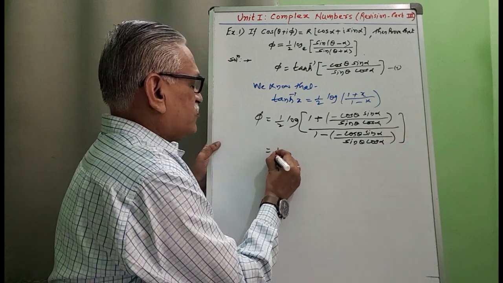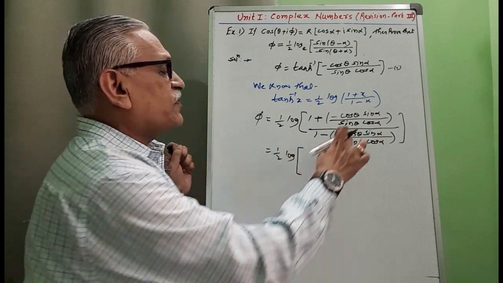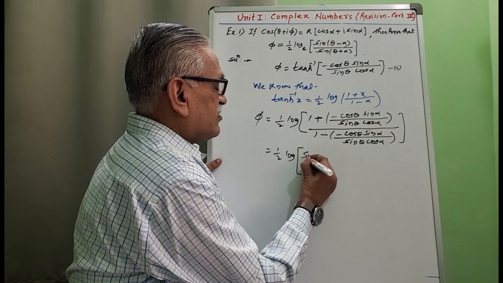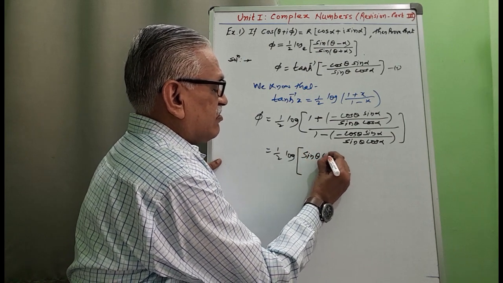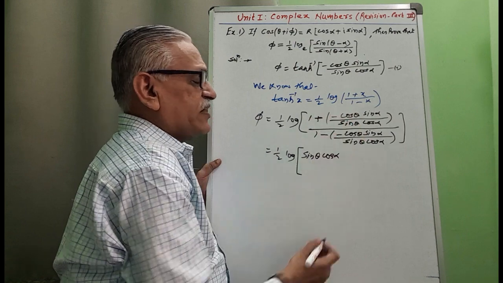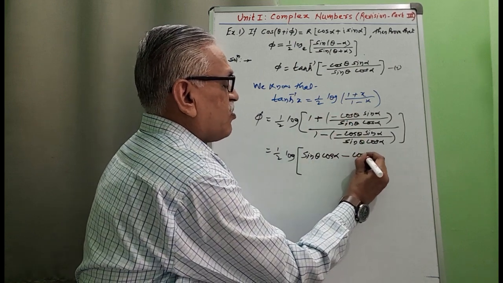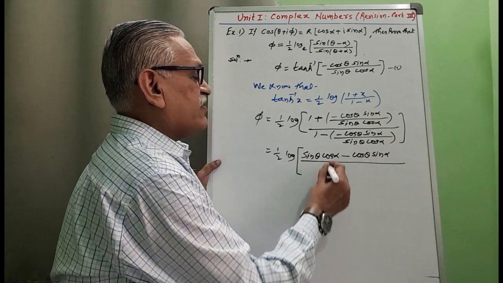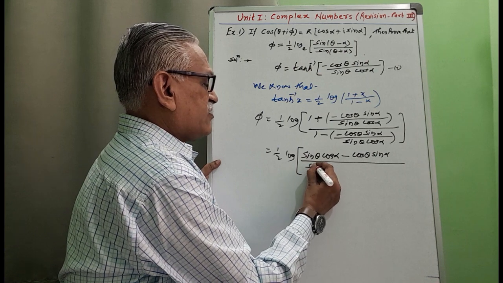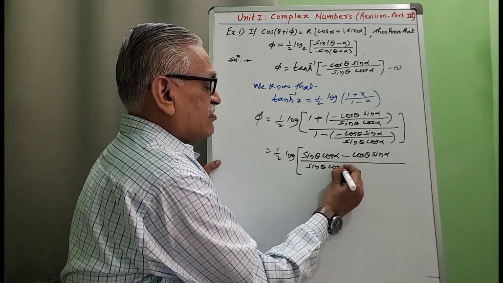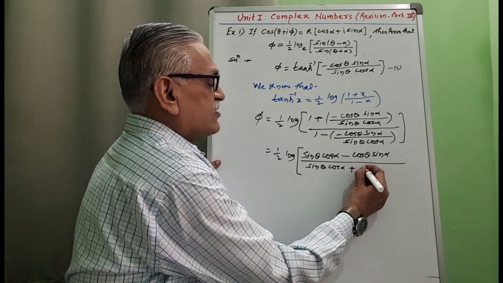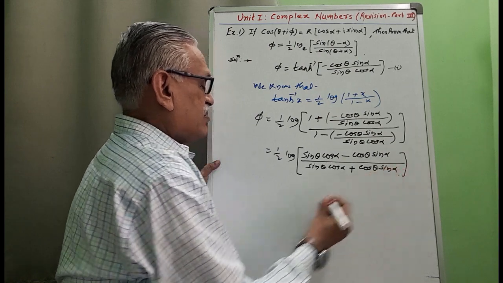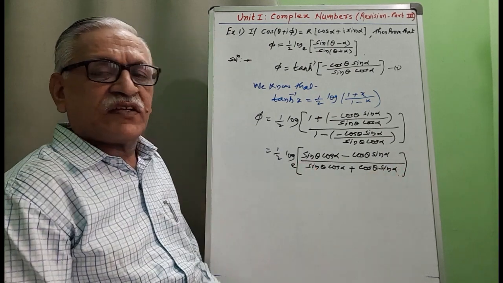And therefore it is equal to 1 by 2 log of, cross multiplying by sin theta cos alpha, we get sin theta cos alpha, and this plus into minus, we get minus cos theta sin alpha, whole divided by sin theta cos alpha, minus minus it becomes plus cos theta sin alpha, and to the base e.